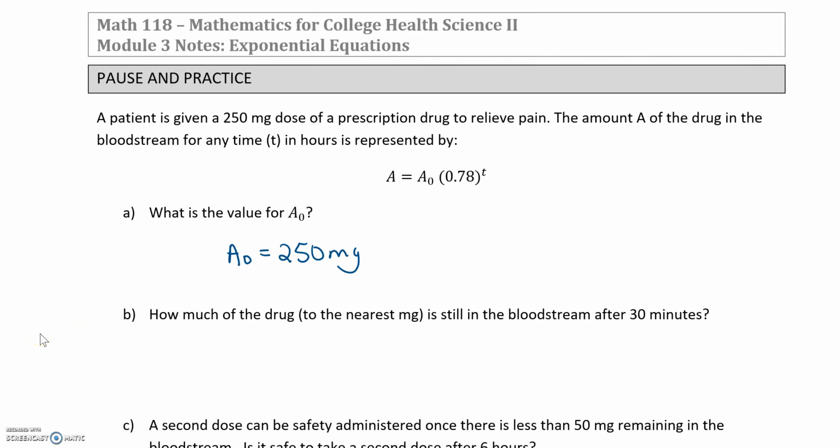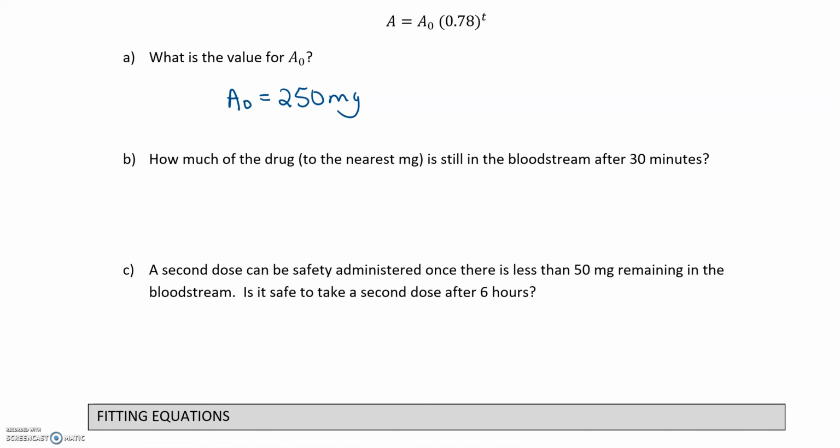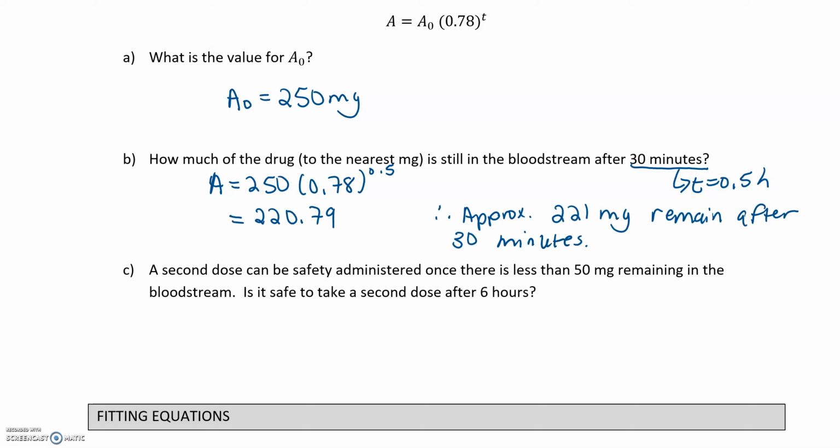Part B says how much of the drug to the nearest milligram is still in the bloodstream after 30 minutes. Remember, time is given in hours in this problem. Therefore, if we're wanting to know what happens after 30 minutes, we must substitute t is equal to 0.5. So we are looking for the value of A when t is equal to 0.5. Evaluating this, we find that A is equal to 220.79 after 0.5 hours. Therefore, approximately 221 milligrams remain after the 30 minutes.